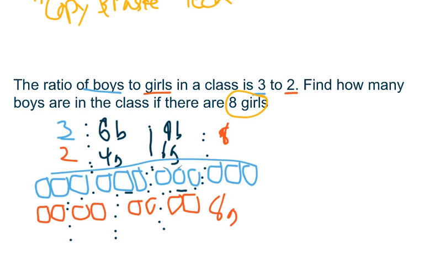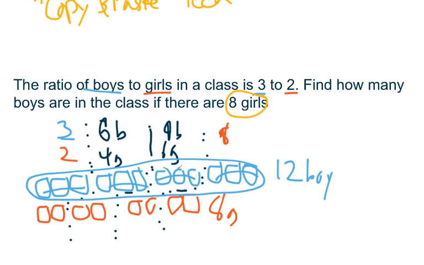And I can then look at this and count how many boys there are. 3, 6, 9, 12. I've solved the problem. There are 12 boys in this class if there are 8 girls. And all I did was copy and paste a drawing. So that's one of the neat advantages of tape diagrams. You can do stuff like that.